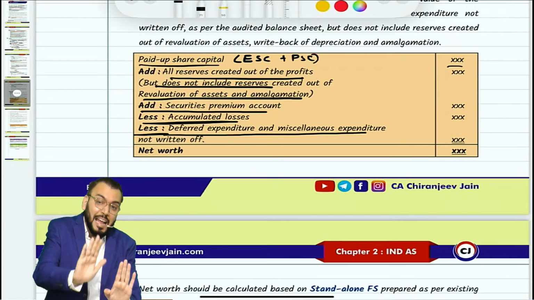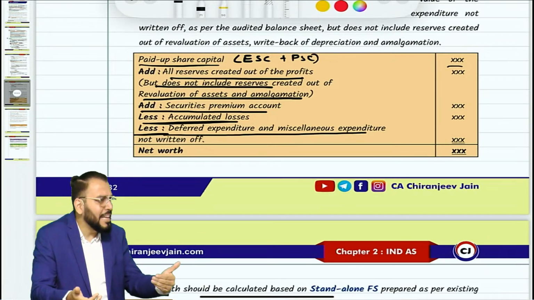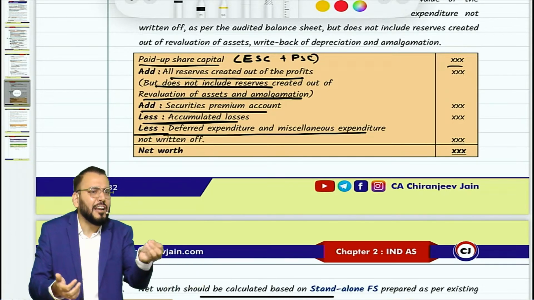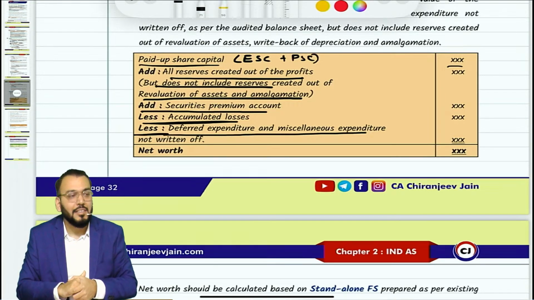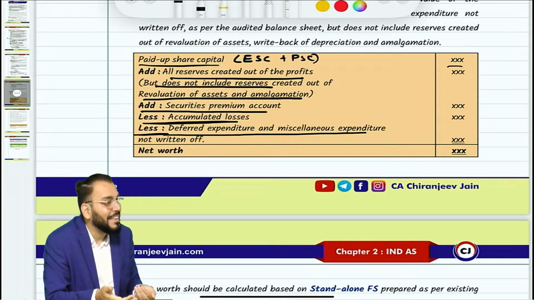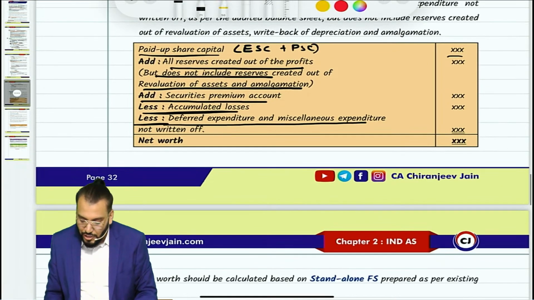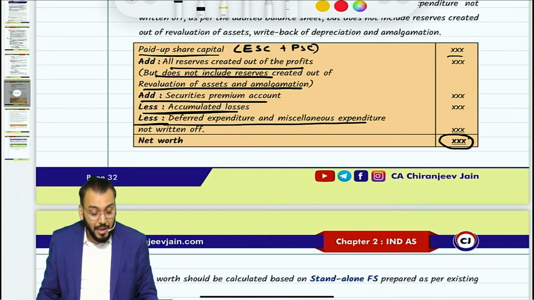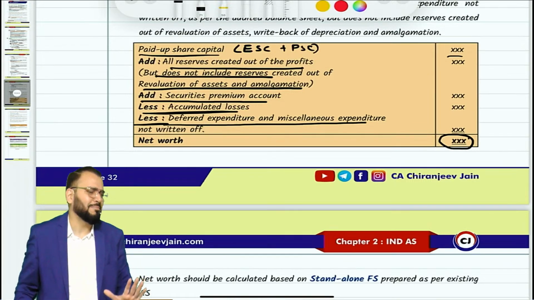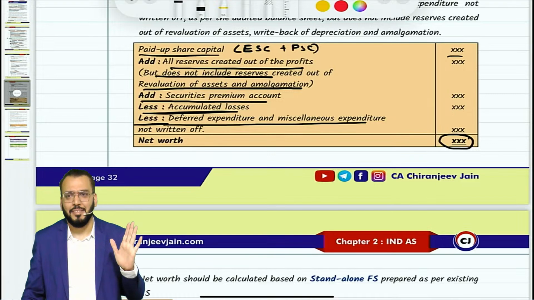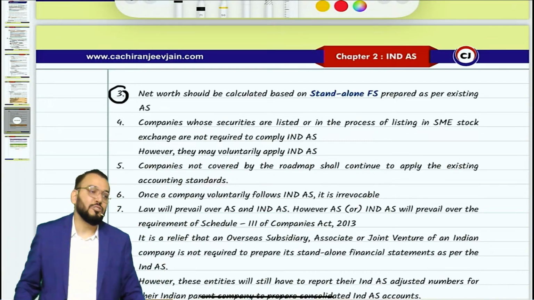But if there is any expenditure which has been deferred, that is just like an accumulated loss. So if you are deducting accumulated loss, also deduct deferred expenditure which is not yet charged to profit and loss. Understood? Correct. So this becomes net worth. In exam they may ask you to calculate net worth. This type of question can be asked, but from my point of view they will not ask. So one thing we have understood, that net worth we should calculate.